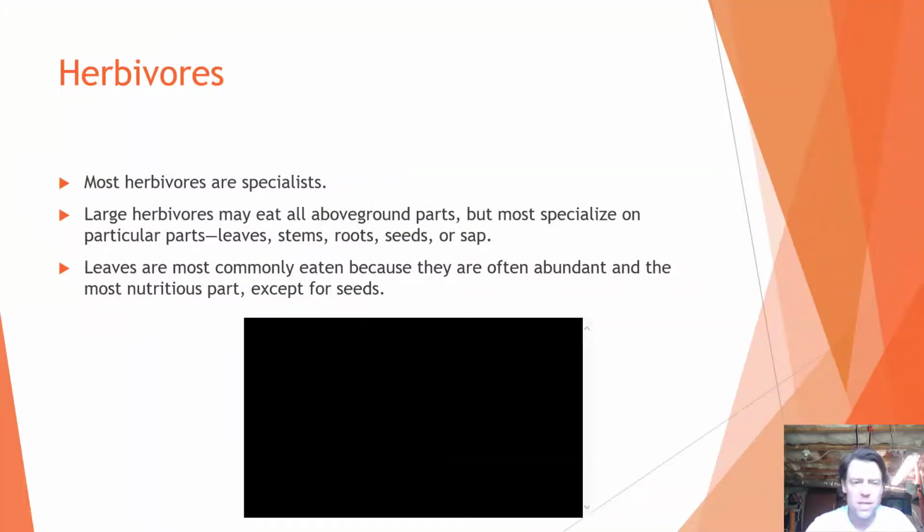And so they've sort of specialized on leaves, of course. And leaves are most commonly eaten because they're often the most abundant and also the most nutritious part, of course, other than seeds. And so things that eat seeds would be things like birds and some other animals.